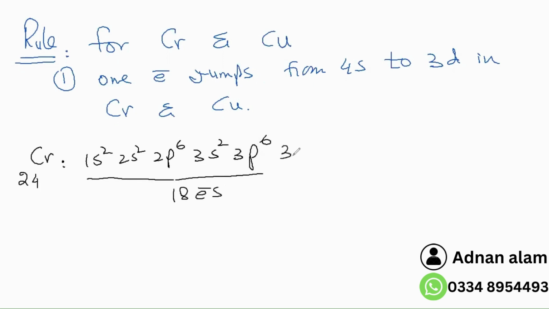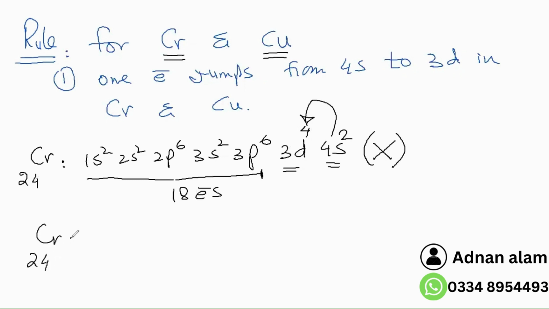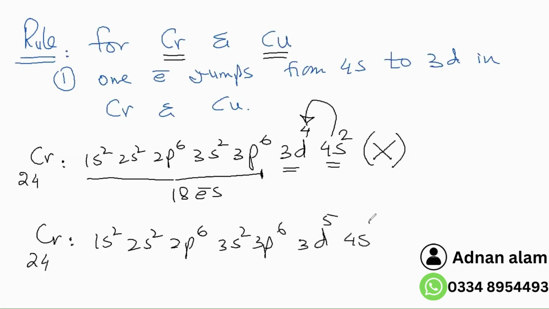So what comes after 3p? 3d and 4s. But according to the rules, we are to place electrons in 4s first and then in 3d. 18 electrons have been placed till 3p. We are left with 6 electrons. If you place 2 electrons here and 4 electrons here, this configuration will be considered incorrect. You will get no marks if you write the chromium configuration like this, because the rule says that in chromium and copper, 1 electron jumps from 4s to 3d. So the correct configuration for chromium will be 1s2, 2s2, 2p6, 3s2, 3p6, and then 3d5 and 4s1.